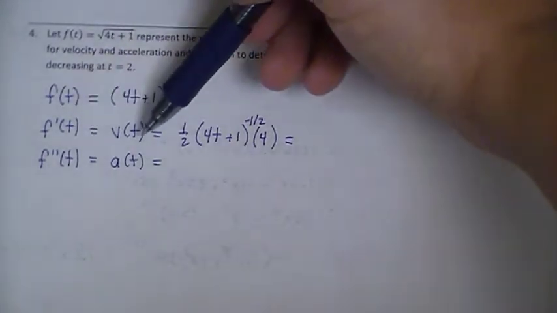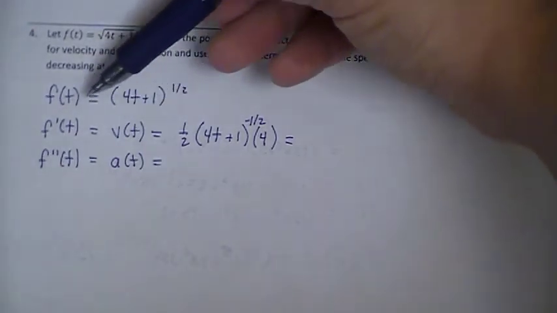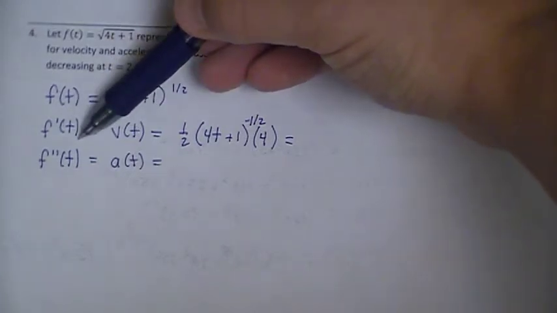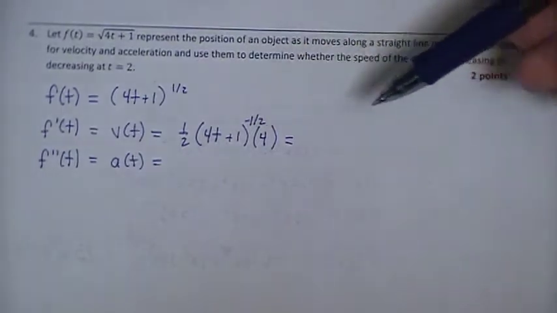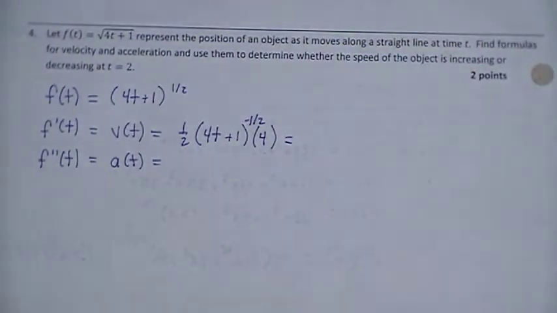The derivative of position is velocity. So rate of change of position is velocity, so I'm taking the derivative of that position to develop my velocity formula. I used the chain rule here. A handful of people forgot to use the chain rule on the quiz.